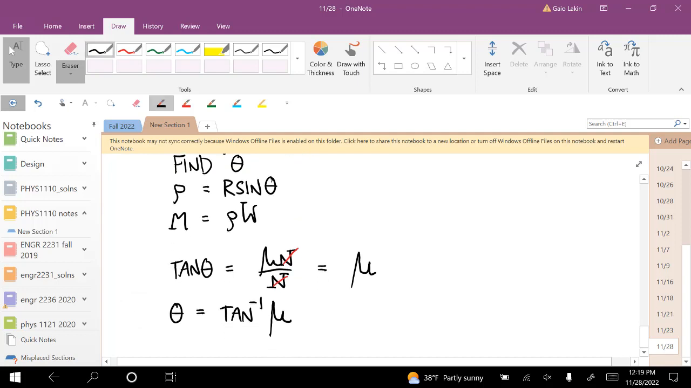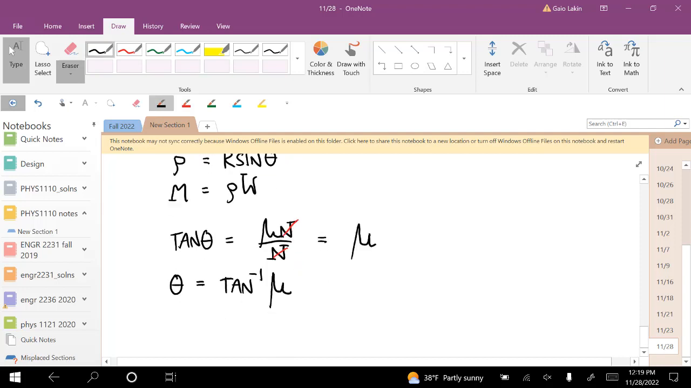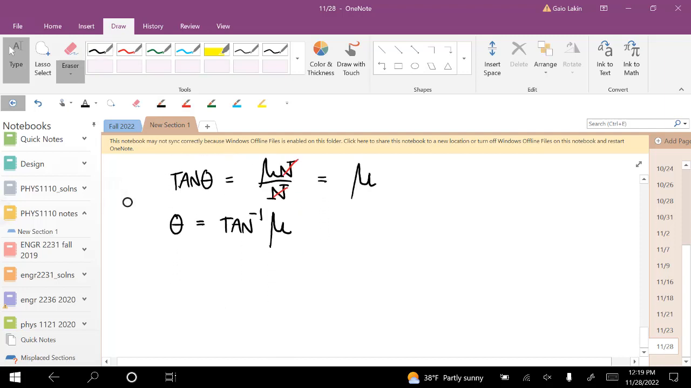Well, rho is equal to R times the sine of theta. So we want an expression for the sine of theta. So let's think about this triangle, where this angle is theta. The tangent of theta is mu. So we can write it like this: we have mu here and 1 here. We could have written it also as mu N and N.